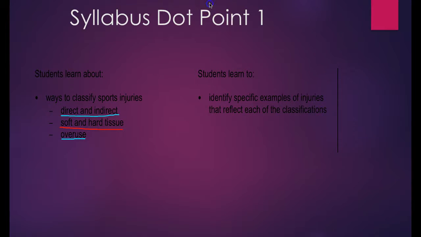So let's have a look at what students need to learn to do with this information. We're very lucky that this first dot point is quite straightforward in that students just need to identify specific examples of injuries that reflect each of those 5 classifications. So while you're going through this video, make sure you're writing down the definitions as well as examples of the different types of sports injuries.